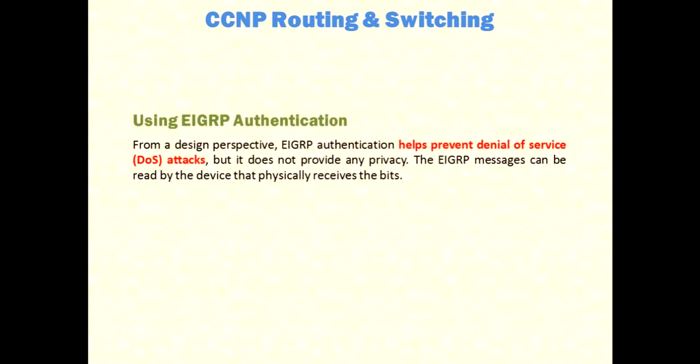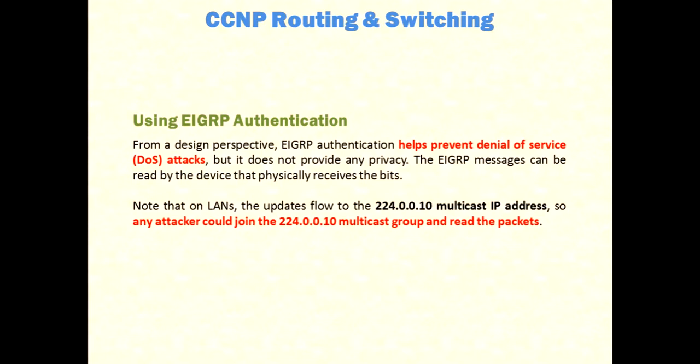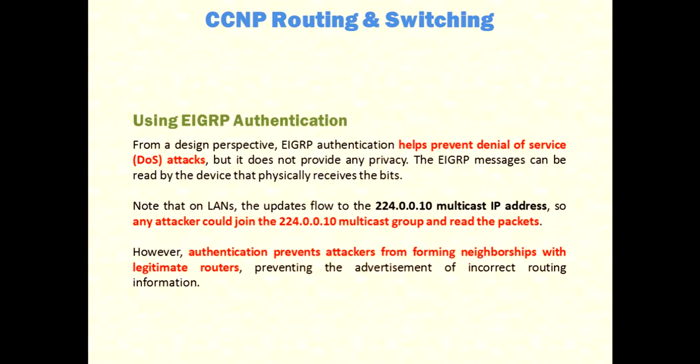Using EIGRP authentication. From a design perspective, EIGRP authentication helps prevent denial of service attacks, but it does not provide any privacy. The EIGRP messages can be read by the device that physically receives the bits. Note that on LANs, the updates flow to the multicast IP address 224.0.0.10, so any attacker could join the 224.0.0.10 multicast group and read the packets. However, authentication prevents attackers from forming neighborships with legitimate routers, preventing the advertisement of incorrect routing information.